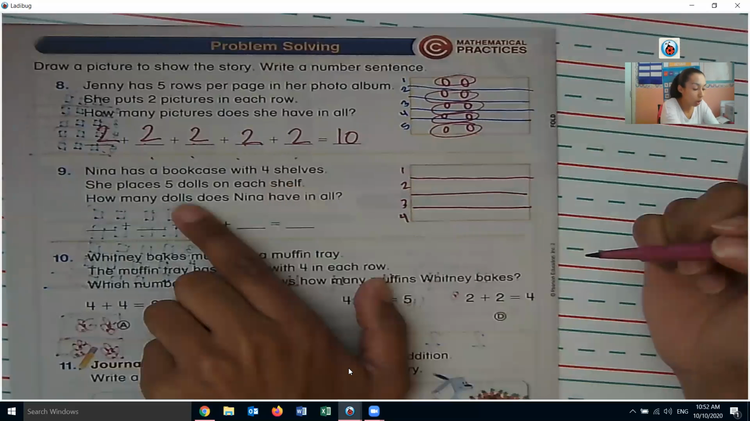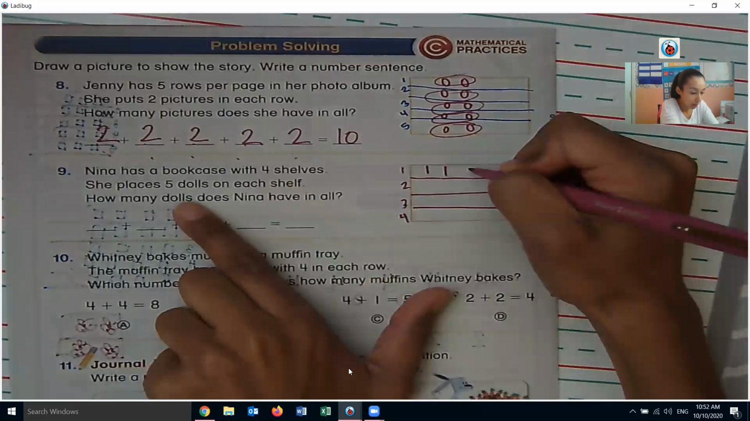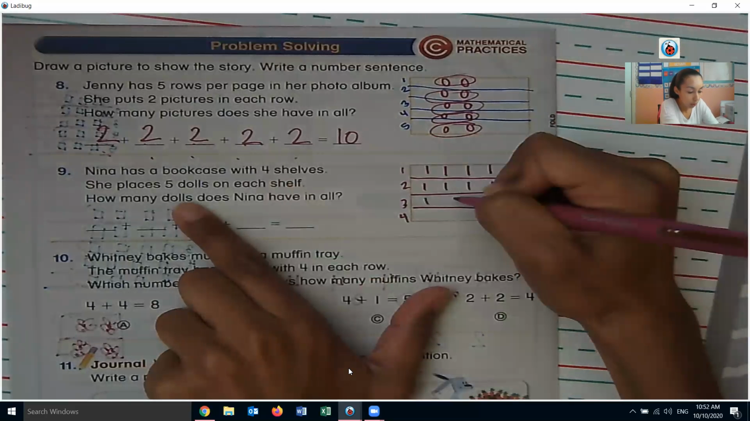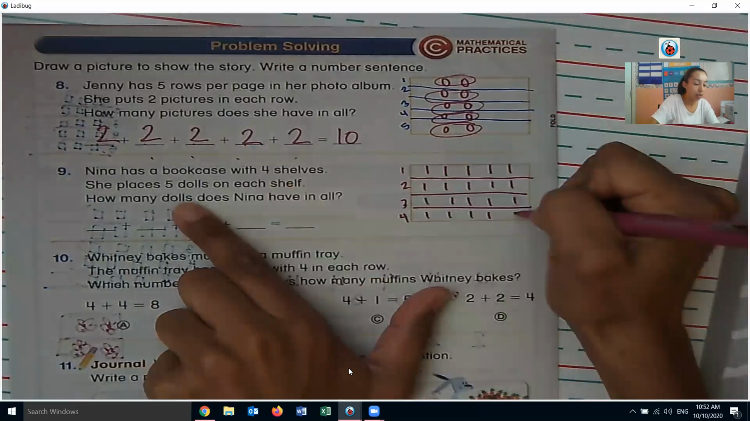And she has 5 dolls on each shelf. So I'll just go 1, 2, 3, 4, 5 on each shelf. How many dolls does Nina have?